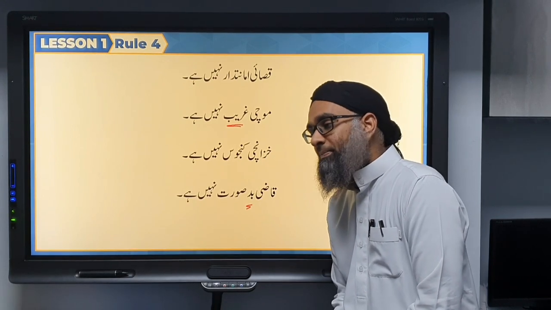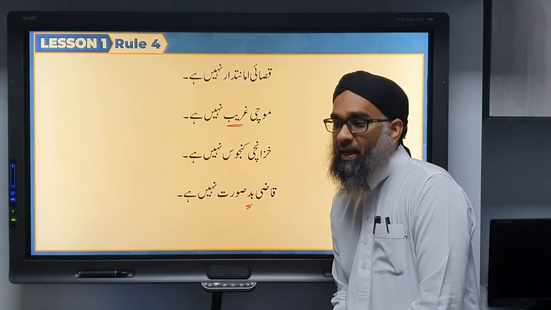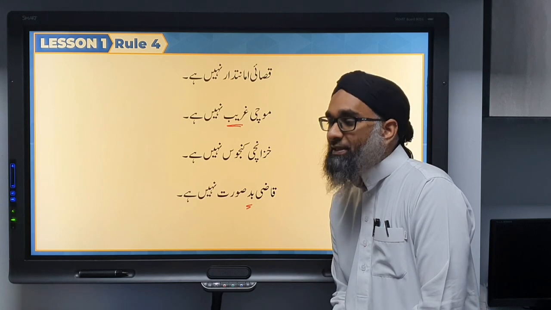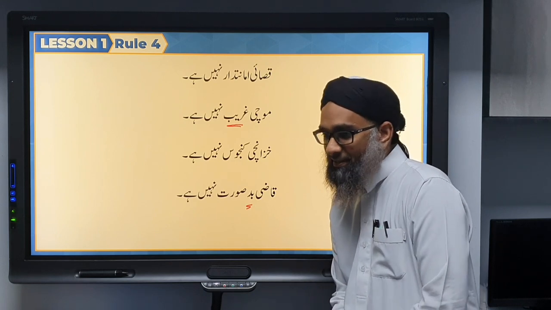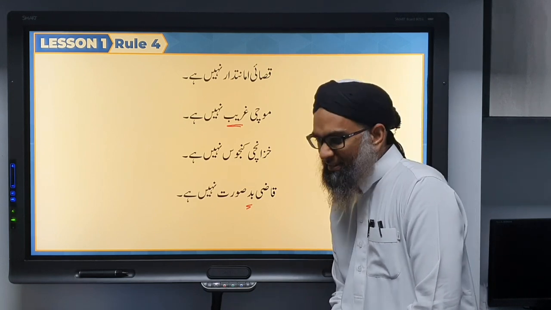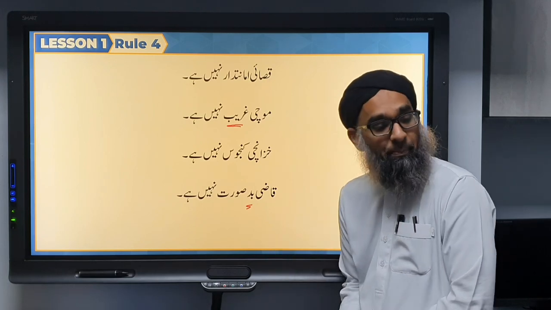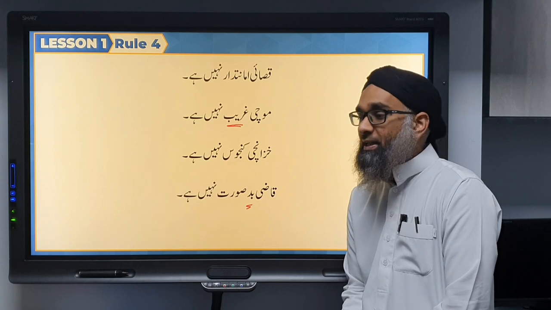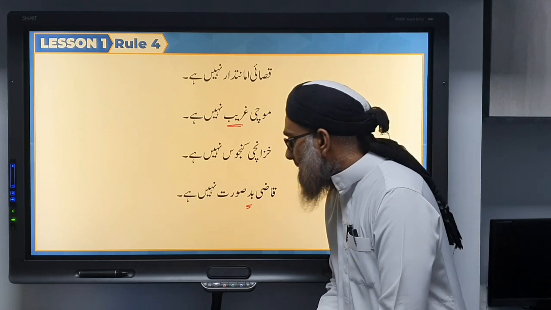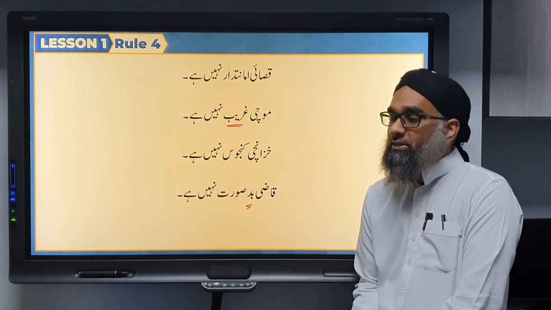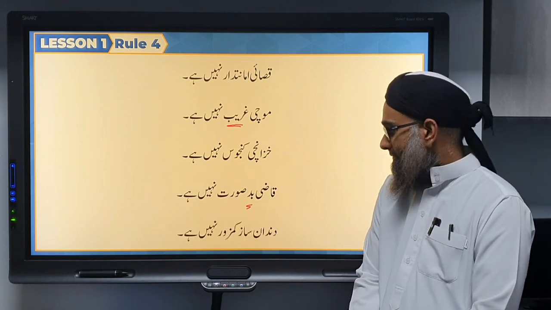Bad surat. Bad naam, what's naam? Name. Bad name, he's got a bad name, he's infamous. Bad dil, his heart is put off. So the word bad. Sohbat means company. Sohbate bad means bad company. So qazi bad surat nahi hai. The judge is not ugly.